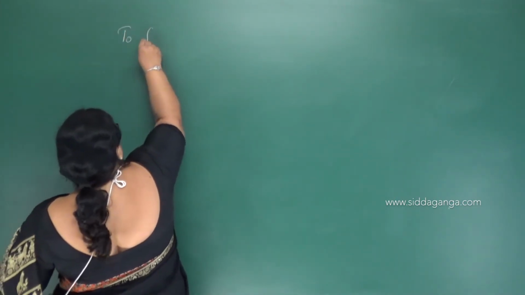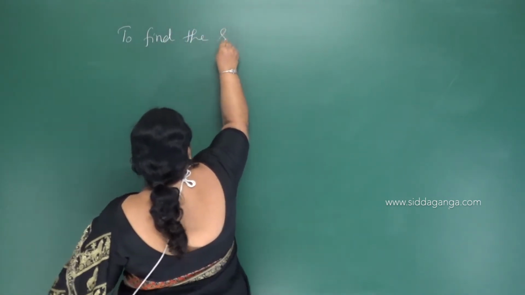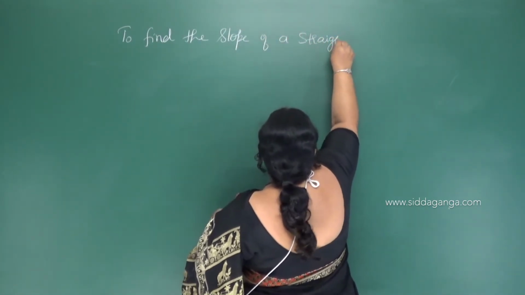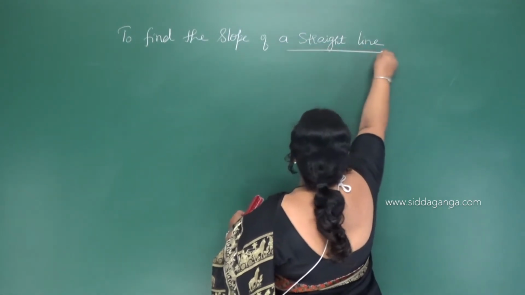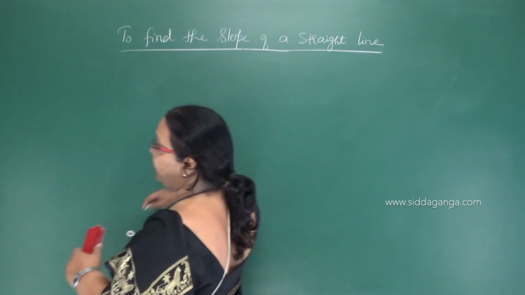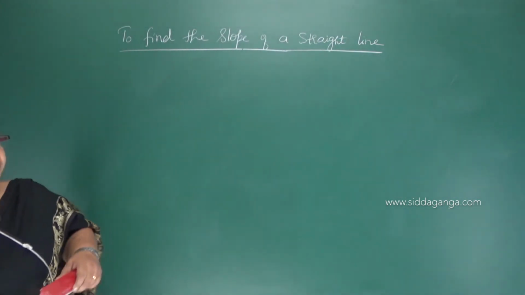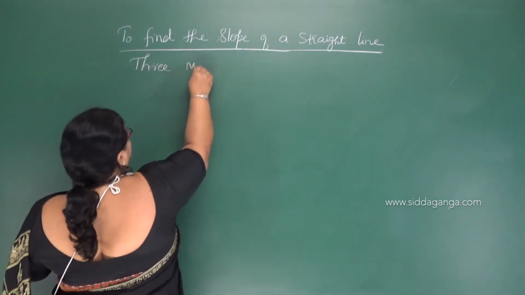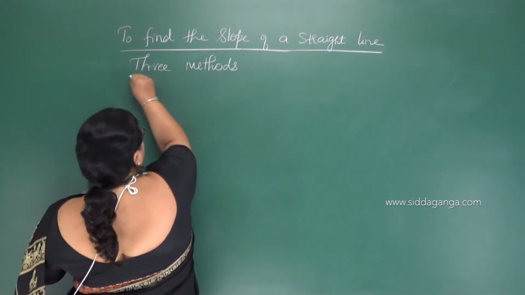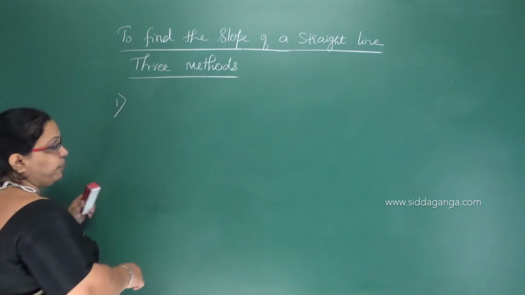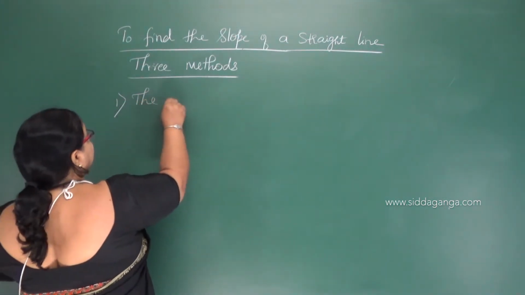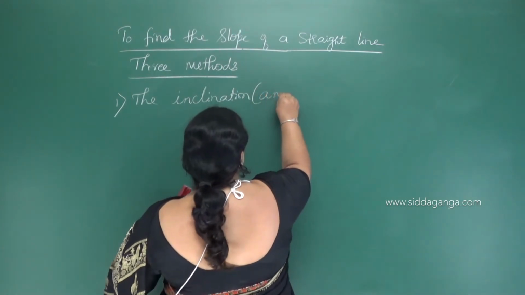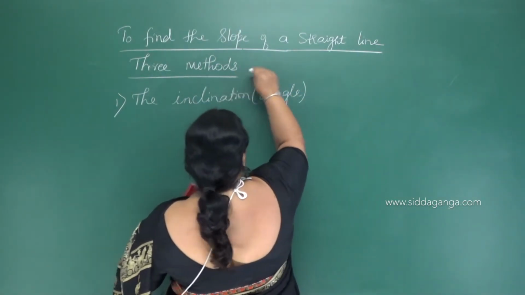So, to find the slope of a straight line, there are three methods. The first method is the inclination. The inclination, another name for it is angle. Another name for slope is gradient.